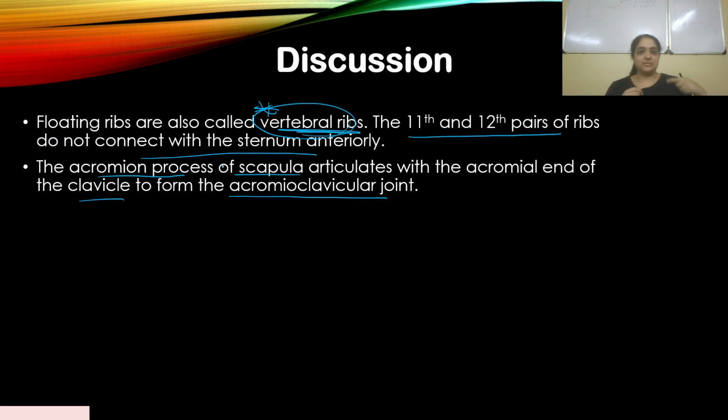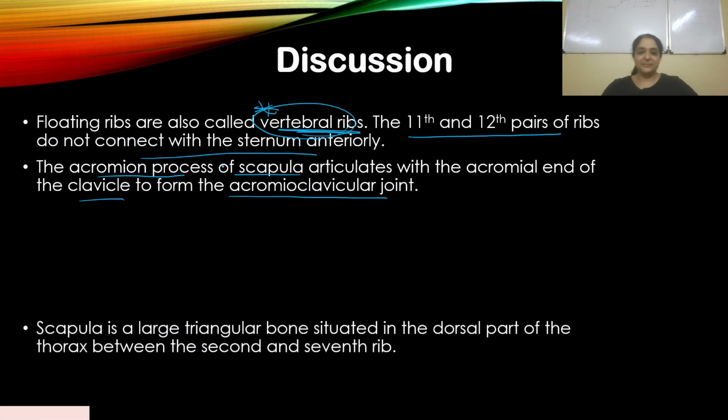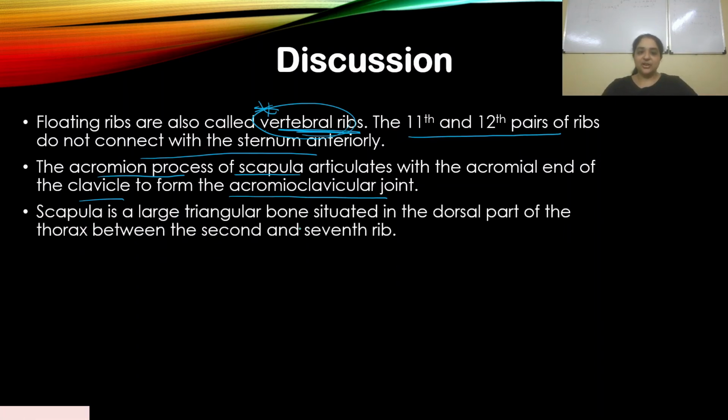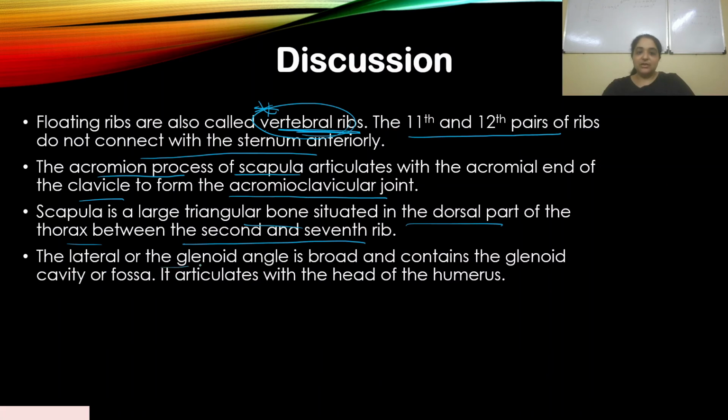Okay, scapula is the flat bone that is present behind, and so they connect to form the acromioclavicular joint. Scapula is a large triangular bone situated in the dorsal part of the thorax between the second and the seventh rib. Okay, this is the location of scapula. The lateral of the glenoid angle, okay, is broad and contains the glenoid cavity or fossa. It articulates with the head of the humerus. Okay, so this is present in the scapula.